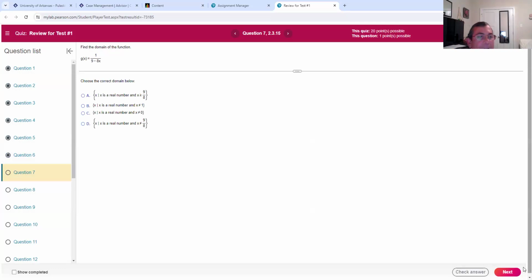All right, y'all, so what are we doing? We're finding the domain on, what's this, number 7? Well, they did give you a fraction on this, you realize. So this is g of x equals 1 over 9 minus 8x. And they're using that set builder notation here, so we just got to find out what number we got to exclude.